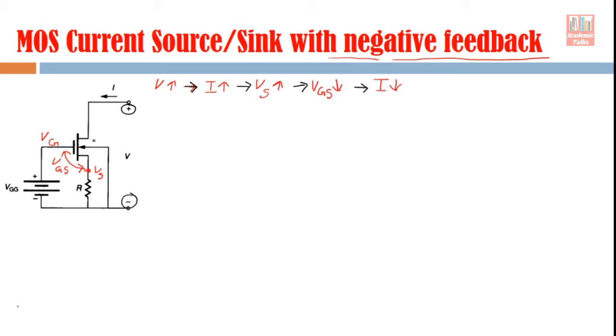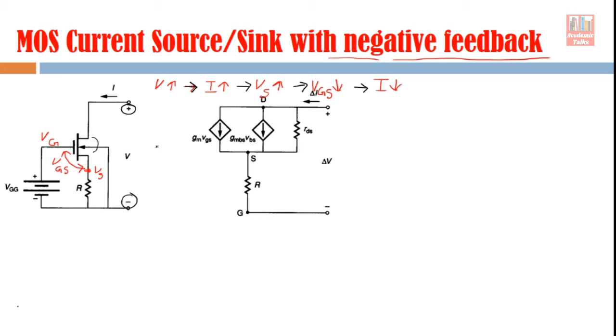Remember, RDS is the resistance which is offered by this part of device, and R is the resistance which is inserted here. So, both will play a significant role in the output resistance. And what we are expecting? We are expecting increase in the resistance. So, small signal model is drawn here. You see here what it is. This part is the small signal model of your MOSFET device.